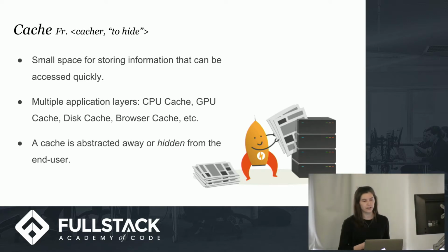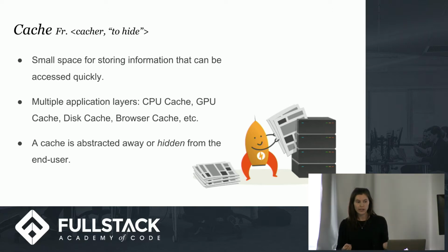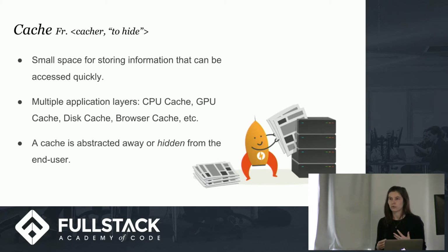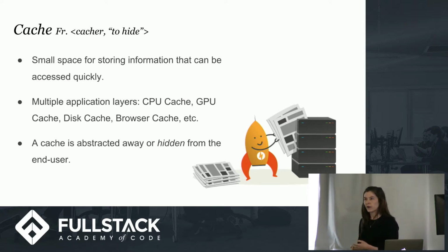A cache, in terms of just computer memory, is a small dedicated space for storing information that can be accessed quickly. That can be on your CPU, or your disk, or your browser cache. And we'll be talking about browser caches.